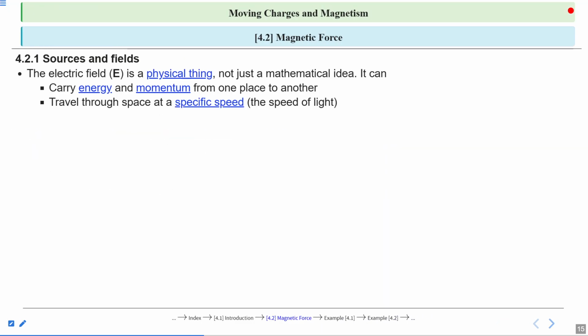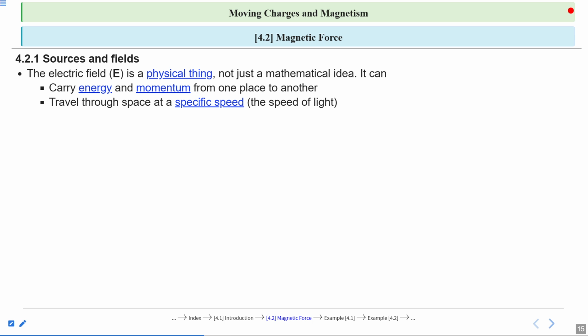So we are having a quick recap. The electric field is a physical thing, not just a mathematical idea. It is not an imaginary or virtual concept that is just imagined by the scientist. It is a physical thing that really exists. So it is not invented, it is discovered.